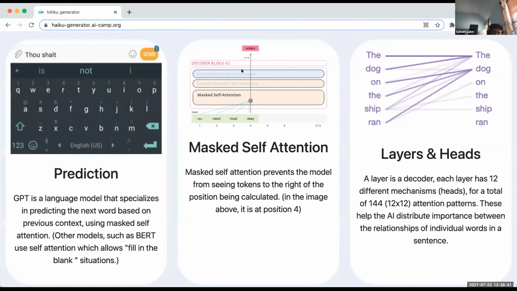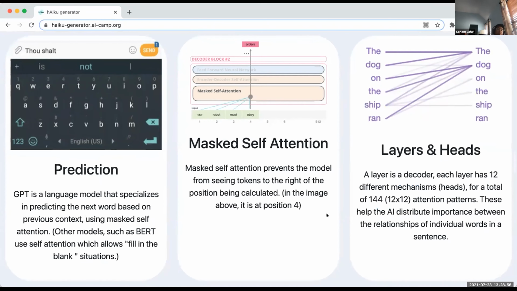So, a quick overview of GPT-2. GPT is a language model that specializes in predicting the next word based on the previous context, as shown in the picture above. It uses masked self-attention. Other models such as BERT use self-attention, which allows fill-in-the-blank situations. Masked self-attention prevents the model from seeing tokens to the right of the position being calculated. In the image above, it is at position 4.